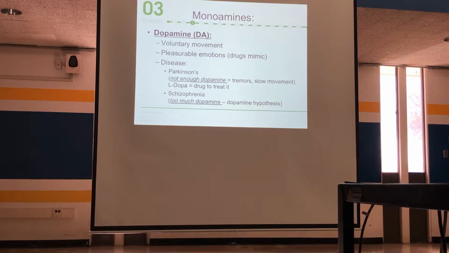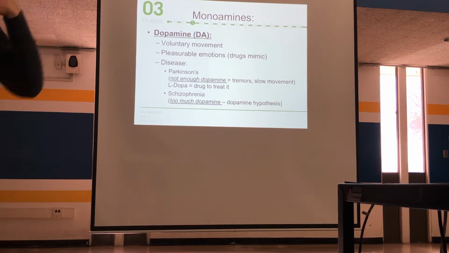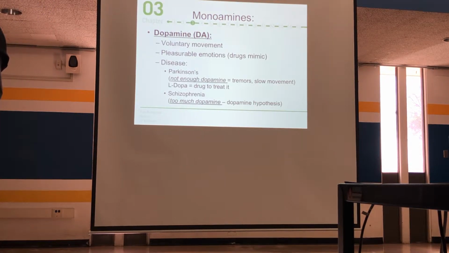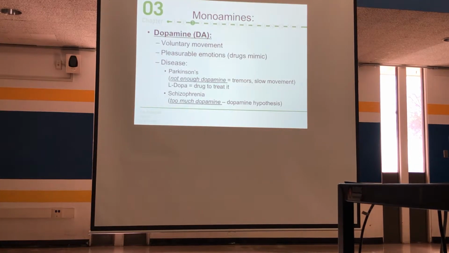Okay, dopamine. Voluntary movement and also pleasurable emotions. Remember we said the reward pathway? Dopamine, drugs, dope. Okay? When you don't have enough, you have Parkinson's and you have to lift your dopamine with L-DOPA. When you have too much, it's linked to schizophrenia. The dopamine hypothesis believes that you could actually cause schizophrenia, have drug-induced schizophrenia, right?